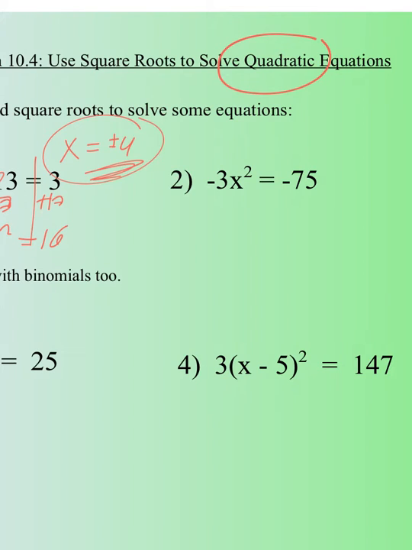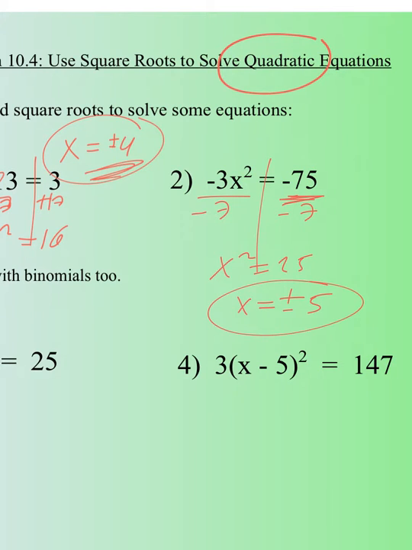Take a look at this one. Remember, we talked about how some problems have no answers. I can't square something and get a negative. So some people might look at this one and say, if I have to square something and get negative 75... but I first have to isolate the variable, and I can divide both sides by negative 3, so I get x squared equals 25. Now I have something that's positive. Now I can say x equals plus or minus 5 when I take the square root. So far so good on those problems.